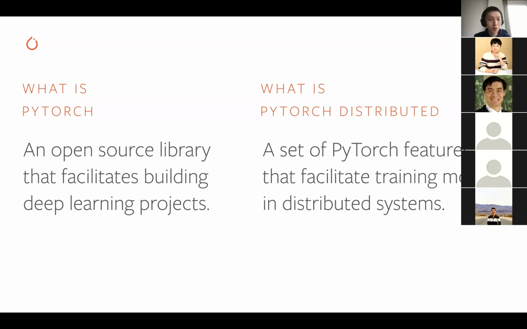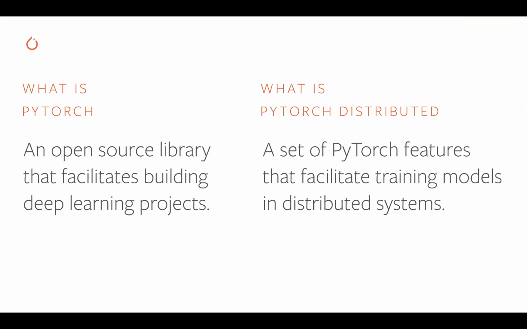So first, what is PyTorch? PyTorch is the open source library that facilitates building deep learning projects. At its core, PyTorch organizes data into n-dimensional arrays, and we call those arrays tensors. It also exposes a rich set of operations and transformations on those tensors. Besides that, it also offers the automatic differentiation tool, which we call the autograd engine, which can automatically compute the gradients for you during the backward pass.